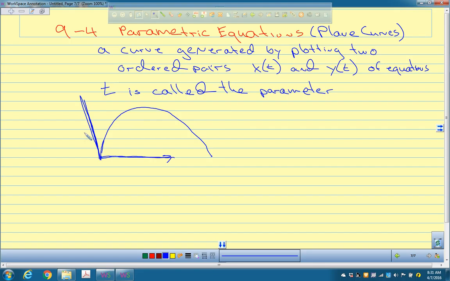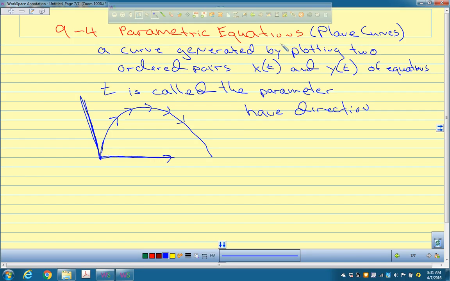Okay, so they have direction, right? When you graph a plane curve or a parametric equation like this one, it starts at one point and ends up at another point, and that's controlled by the domain of t. I'll show you what I mean in a second. Okay, we're going to do an example. Ready to do an example? Okay. Can I move on?